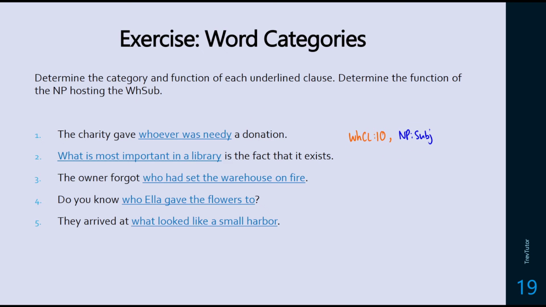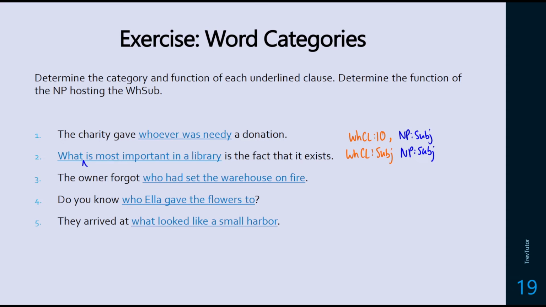So "what is most important in a library is the fact that it exists." So this is a WH clause acting as a subject. We could say this. This is the fact that it exists. And then we have what is most important in a library. So something is most important in a library. This is also acting as an NP subject here.